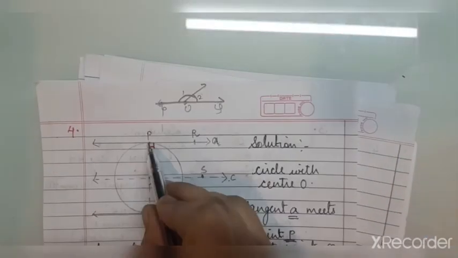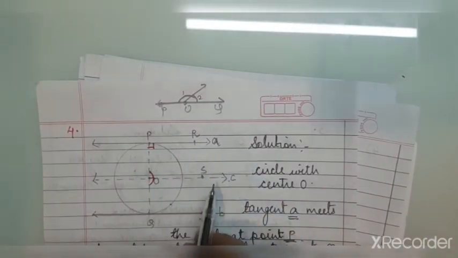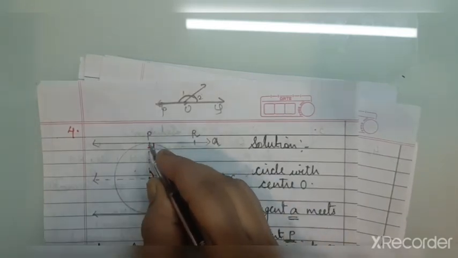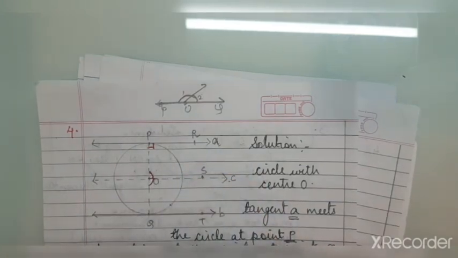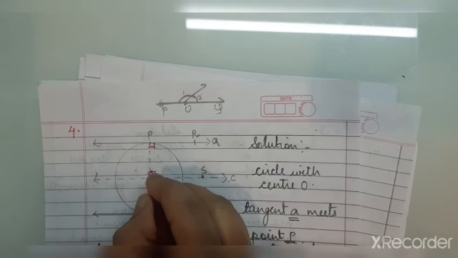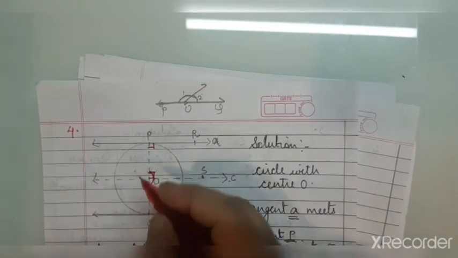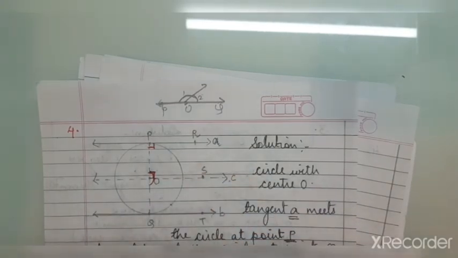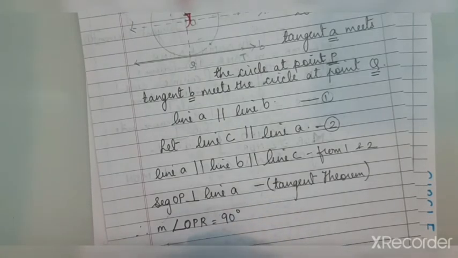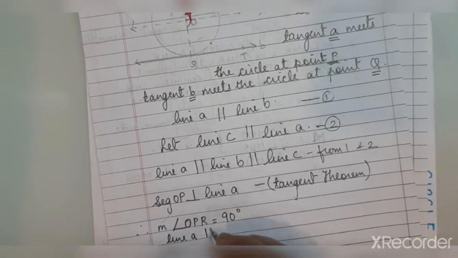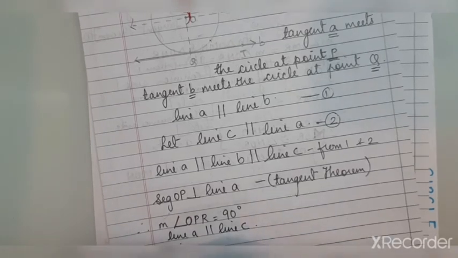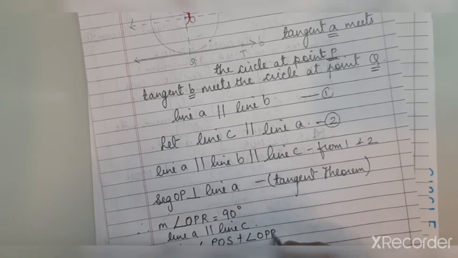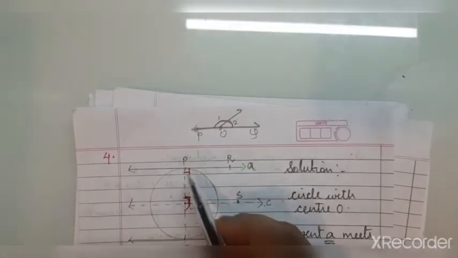Okay, if measure angle OPR is 90 degrees and line A is parallel to line C, then if PQ is a transversal, we will get interior angles, and in parallel lines the interior angles are supplementary. So if this is 90, the other angle here, POS, also has to be 90 degrees. We'll write here, since line A is parallel to line C, therefore angle POS plus angle OPR is equal to 180 degrees.